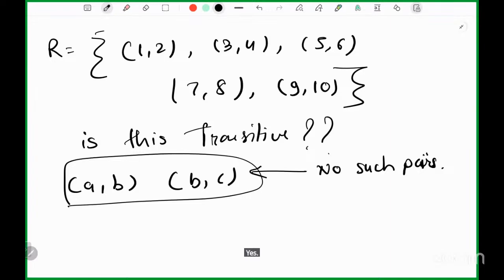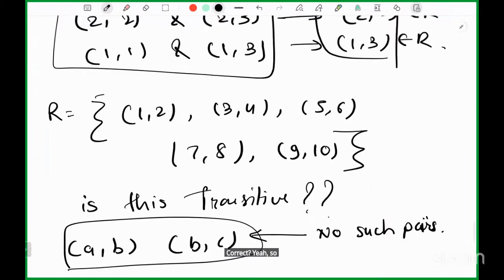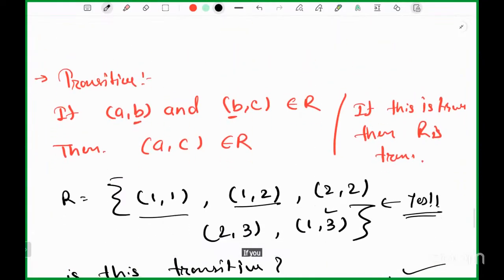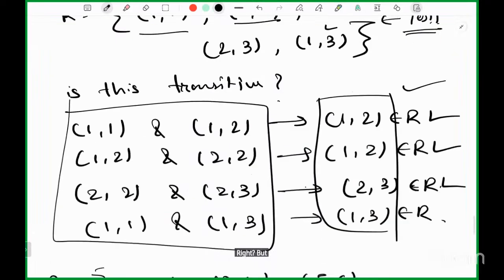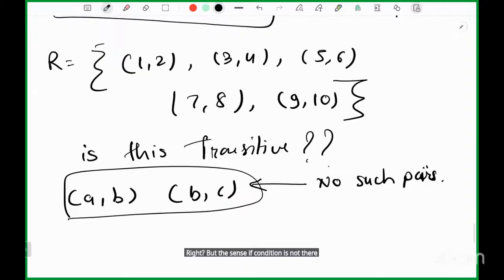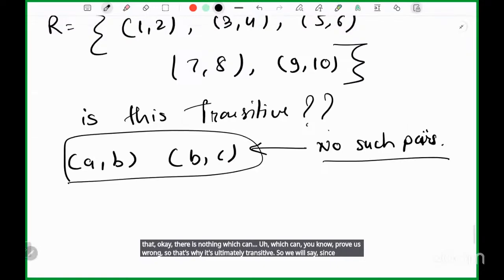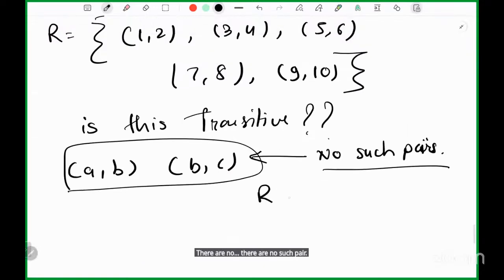Yes, ma'am. So what has happened here? The transitivity says if you are able to find such a pair, then you have to check something, right? But since the if condition is not there, vacuously we can say that there is nothing which can prove us wrong. So that's why it's ultimately transitive. We will say since there are no such pairs, this relation R is transitive.